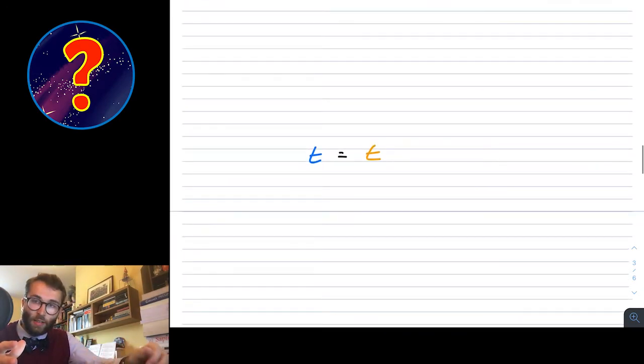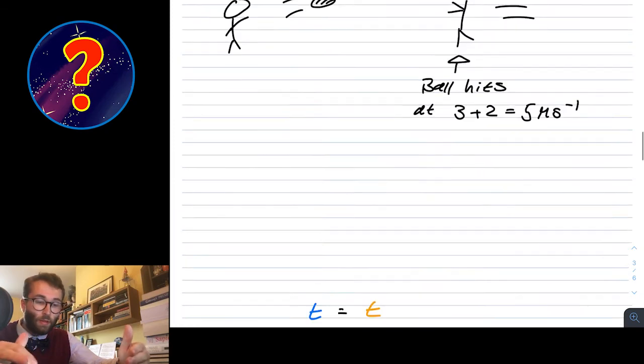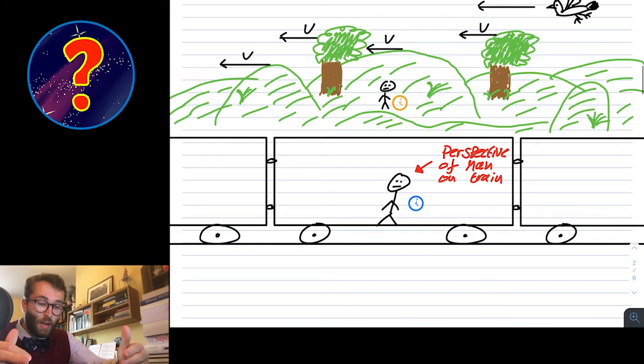Another obvious point is that the time measured on the blue clock will go at the same speed as the time measured on the orange clock. And again, that seems like a funny thing even to specify, because of course they will. But again, later on this will not be the case, so it's important to make this point that in Galilean relativity, clocks move at the same speed. So the blue clock with the man on the train will move at the same speed as the orange clock with the man on the hill.